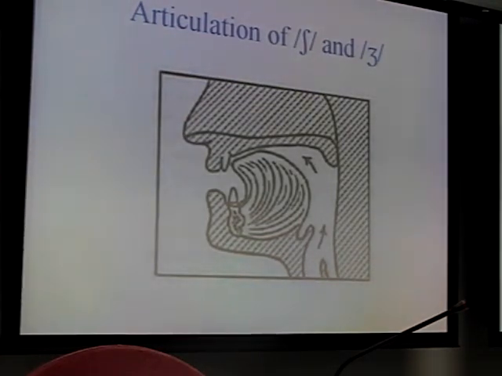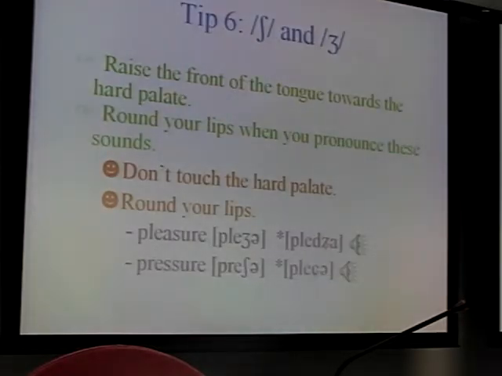So actually the English sounds "sh" and "j" are palato-alveolar, but in your pronunciation, you usually pronounce these consonants as alveolo-palatal, like "shi" or "ji." So the main difference is the lip rounding. When you pronounce these consonants, you have to round your lips.